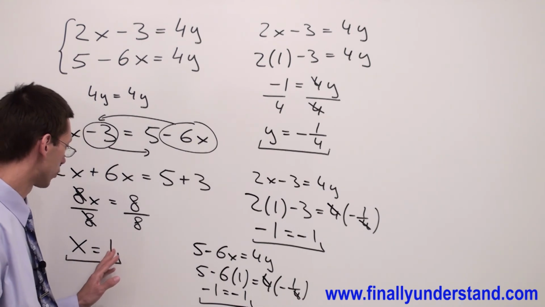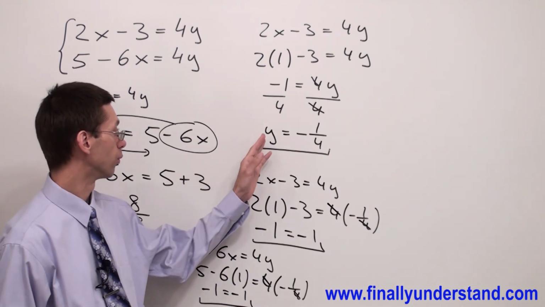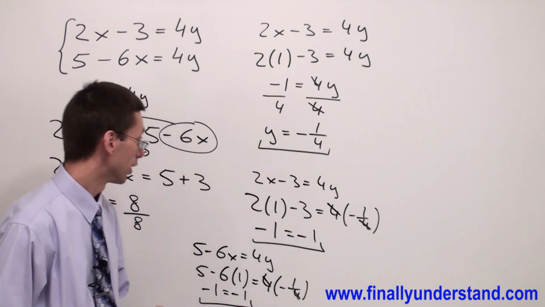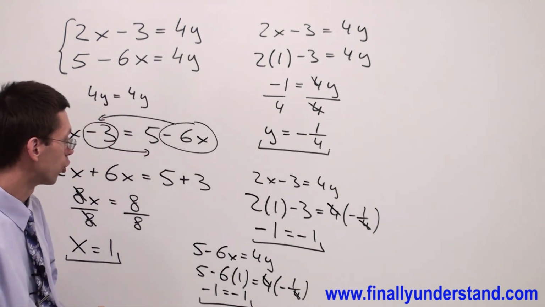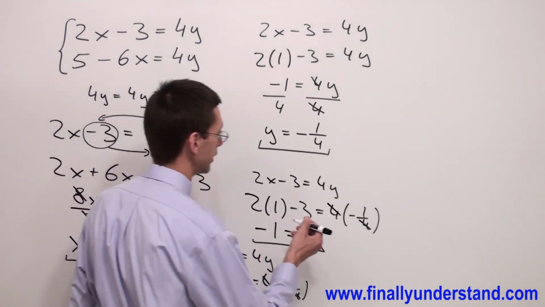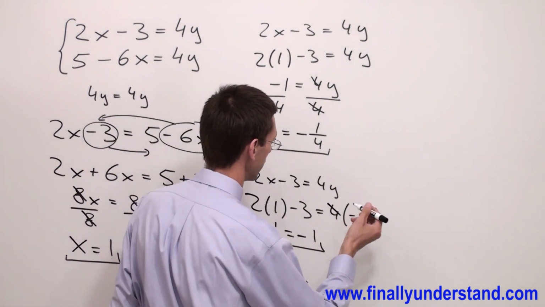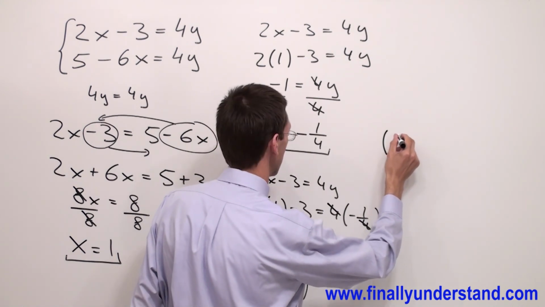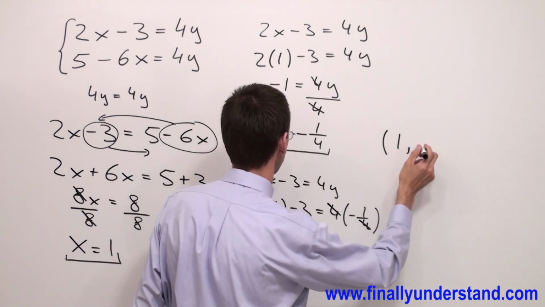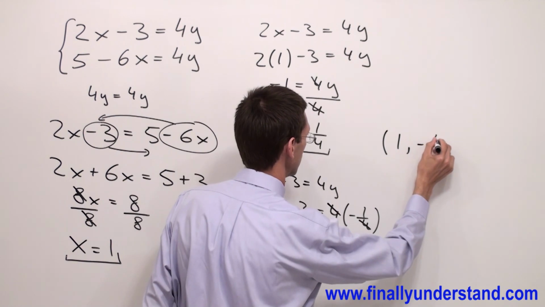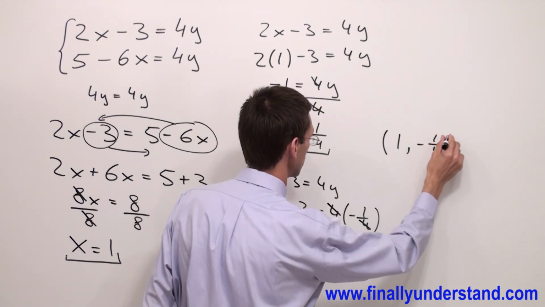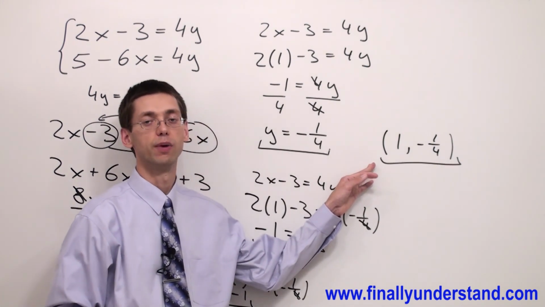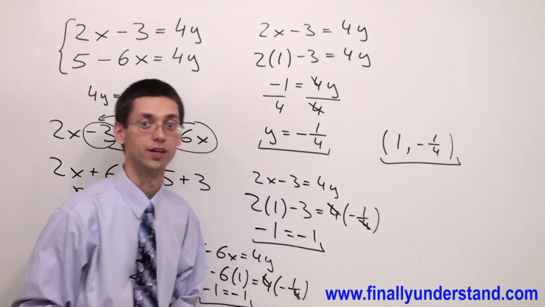So as you can see, the answers x equal 1 and coordinate y equals negative 1/4 are basically correct values, and I can say that the ordered pair, x equals 1 and y is equal negative 1/4, is the solution to my system of two linear equations.